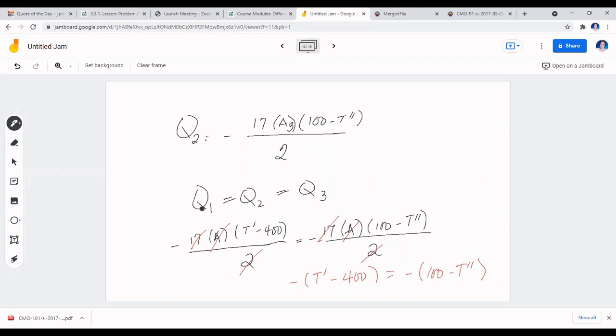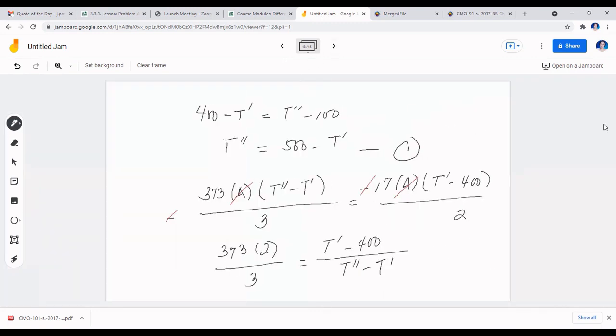We equated Q1 and Q2, the amount of heat transferred to the stainless steel plates. And this is our resulting equation after all the cancellations that we did. If we simplify it further, it will be like this. So the 500 came from here. 100 transferred on the left side, that would be your 500 minus T prime, and that's your T double prime.